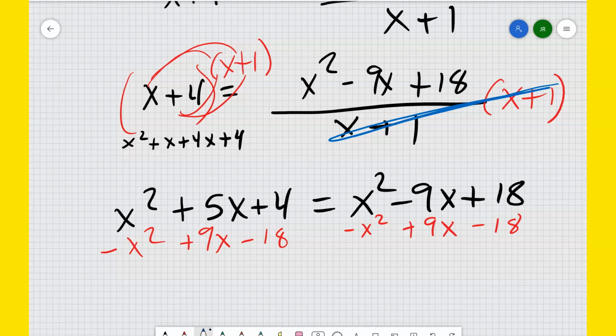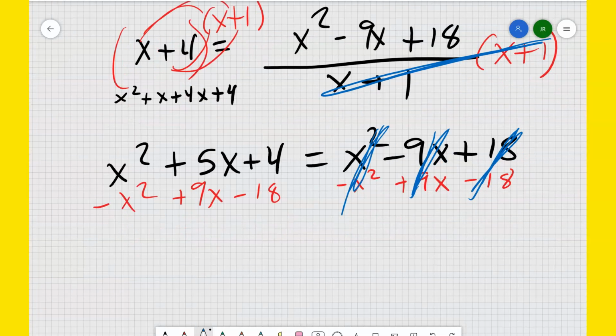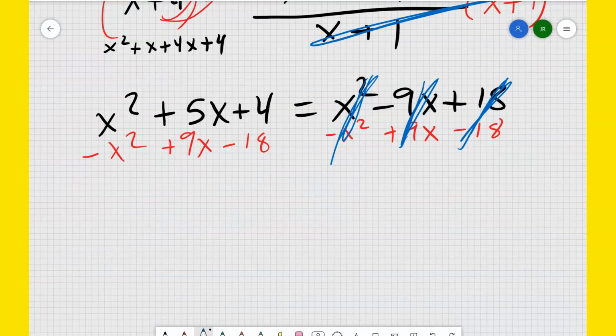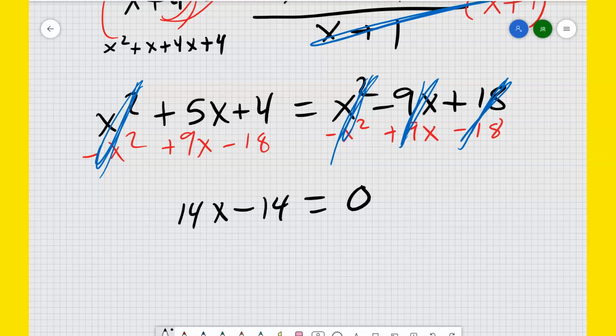So what happens? Everything's canceling over here, obviously, but over here, what happens? The x squareds cancel. x squared minus x squared cancels out. That's 0x squared, so it's gone. What do I have then? 5x plus 9x, that's 14x. 4 minus 18, that's minus 14, equals 0.